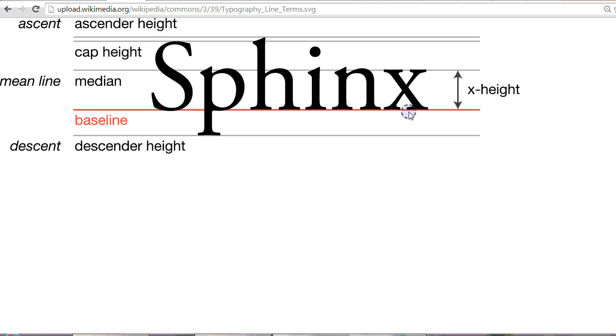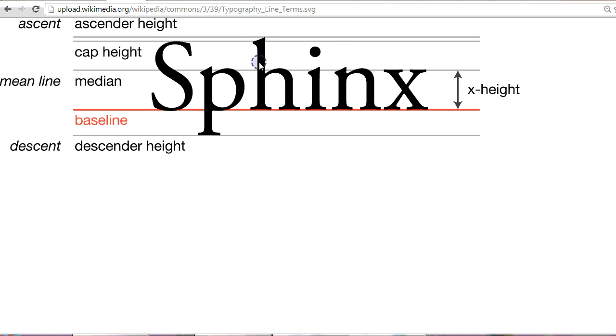So the first thing to note is the baseline, and that's the line on which all the letters sit. Now you can see the straight letters sit slightly above the line and the curved base letters sit slightly below the line. Similarly with the X height line, which is the median or mean line, the curved letters rise slightly above it, where the straight letters sit directly on it.